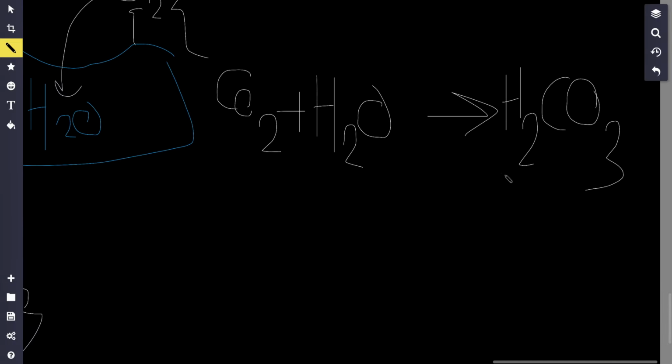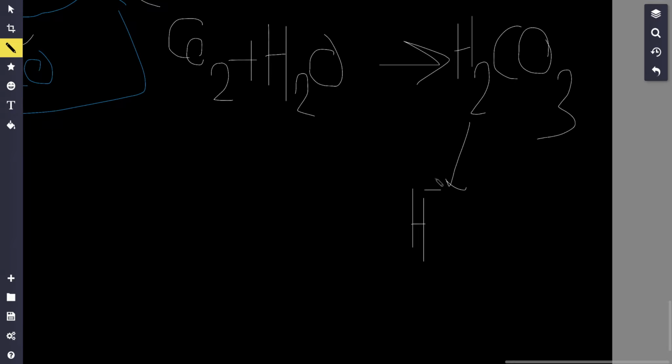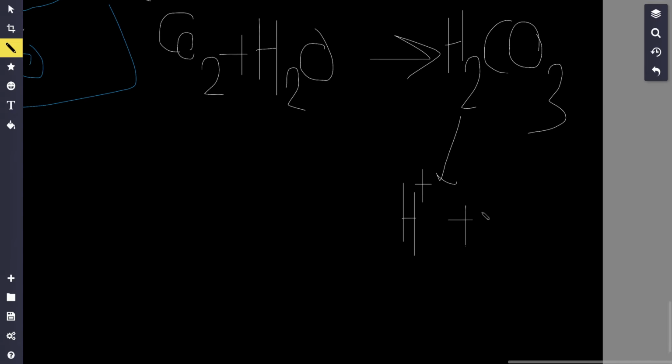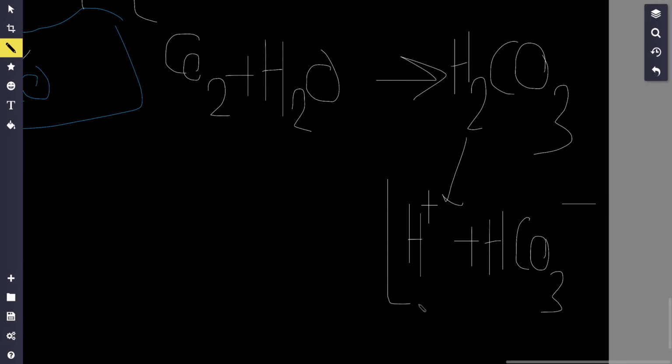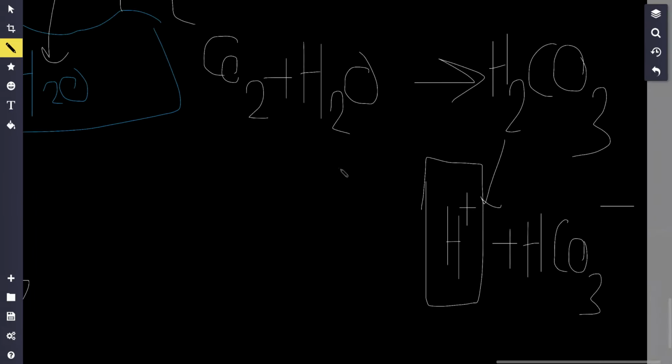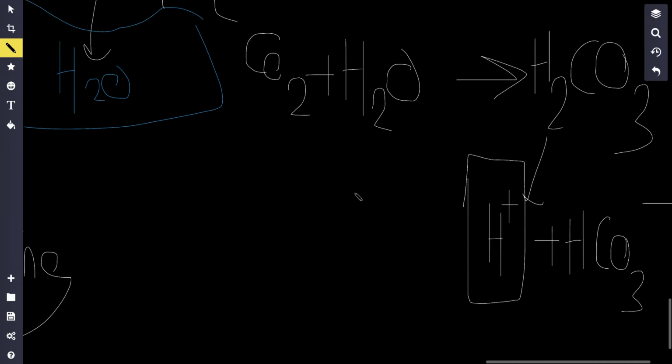And this H2CO3 is going to turn into an H plus ion and a bicarbonate ion. So this is going to be HCO3 minus. Okay. Remember that when things are more acidic, they have a higher concentration of H plus ions. So the fact that you have more CO2, more of this reaction happening, and more H plus ions being formed means that the ocean is getting more acidic.